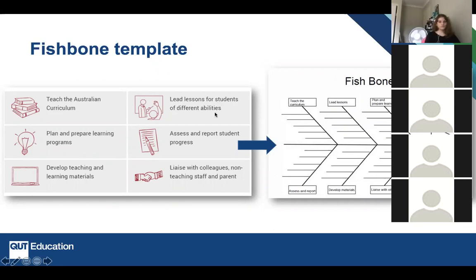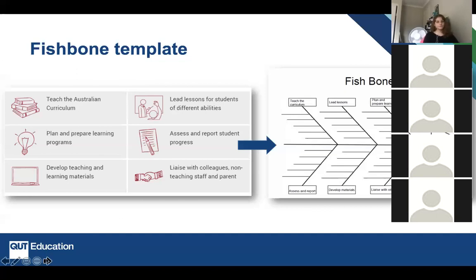So was this someone, Karen, did you not have access to the fishbone template? Okay, so the fishbone was on Blackboard and it was part of your pre-workshop activities that you needed to do. Thank you very much for sharing that.